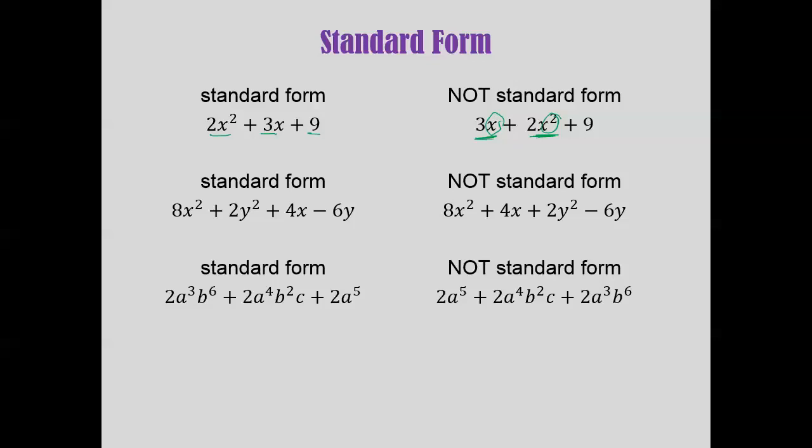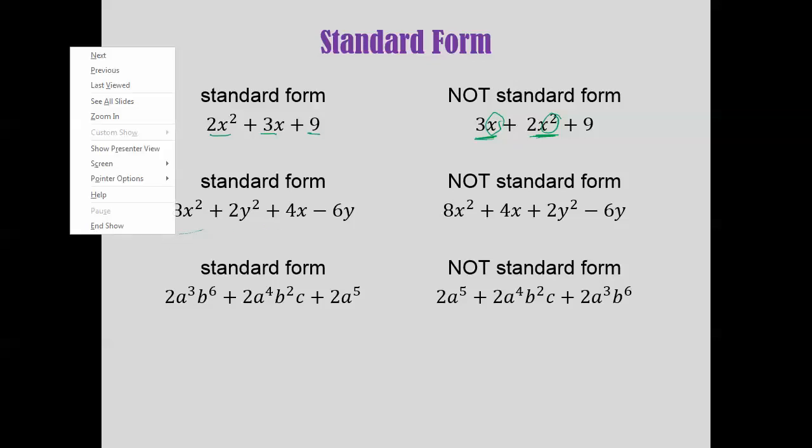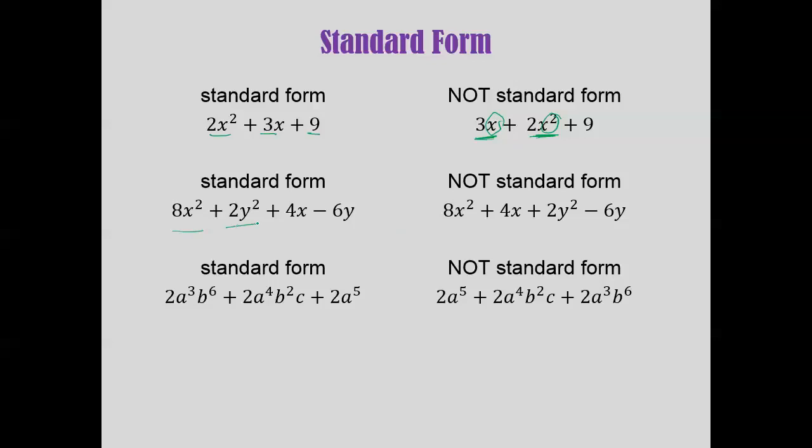In this next example, we have another example of standard form. These two both have a degree of 2, and so you choose which one comes first because of alphabetical order. So the x term would come before the y term. These each have a degree of 1, so the x term comes before the y term, alphabetical order. These are not in standard form because you can see this has a degree of 2, this has a degree of 1, 2, and 1, so that's not the proper order.